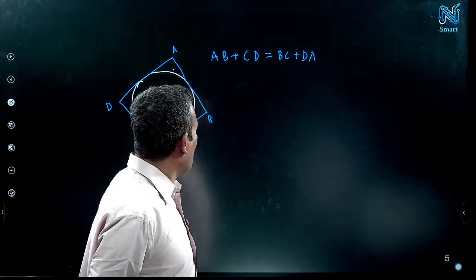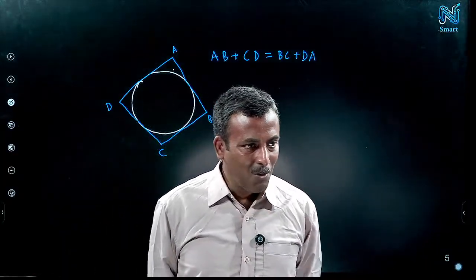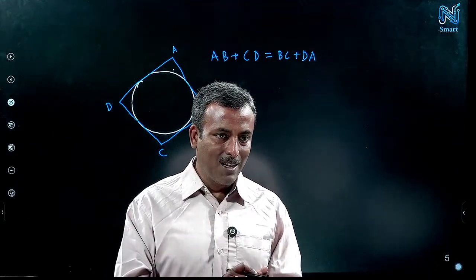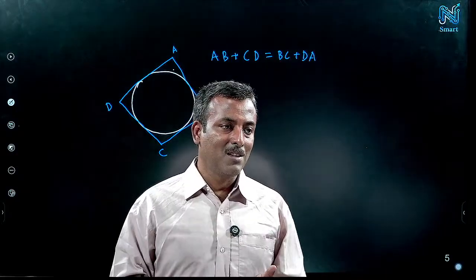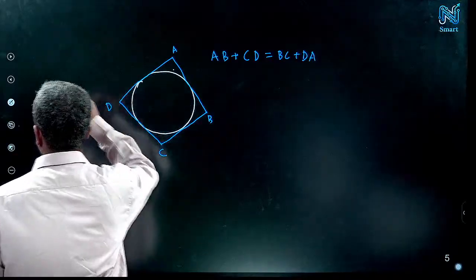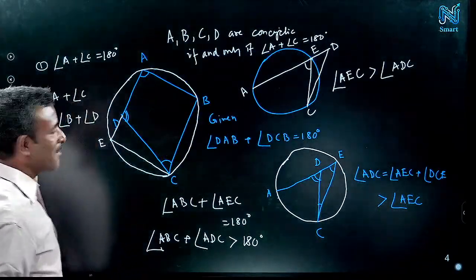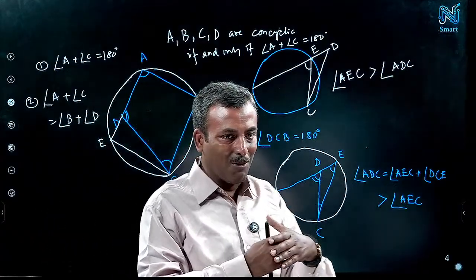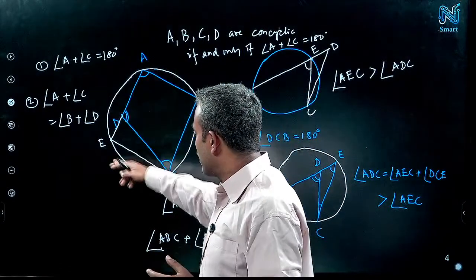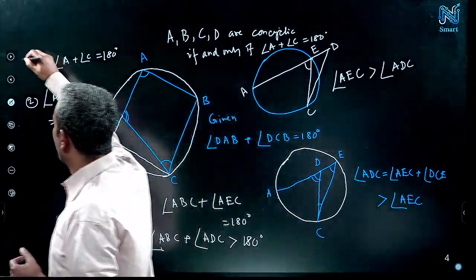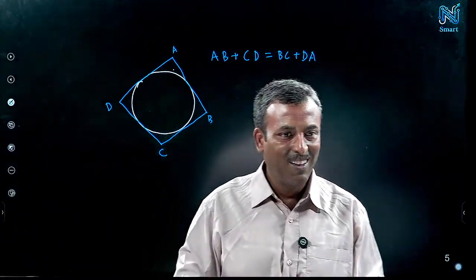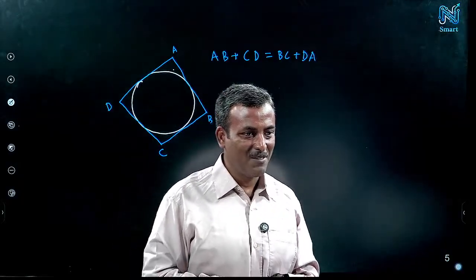So if the sum of the opposite sides is equal to the sum of the other two opposite sides, then we can draw an in circle. That is why I wrote that previous thing this way. If the sum of the opposite angles is equal, then we can always circumscribe a circle, and if the sum of the two opposite sides is equal, then you can draw an in circle.